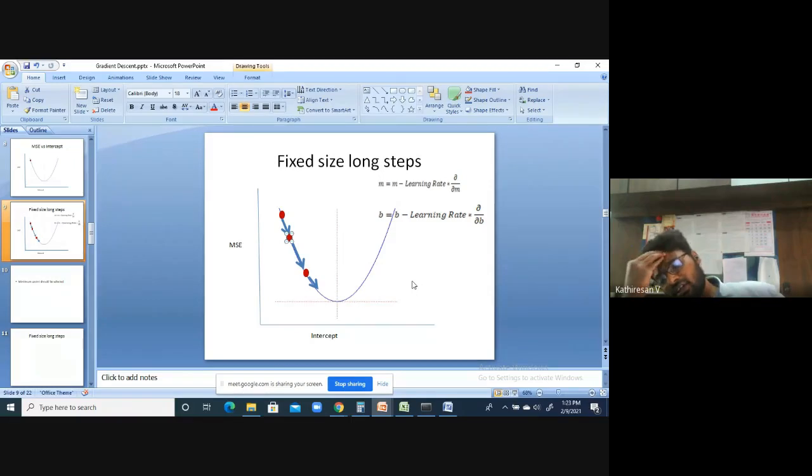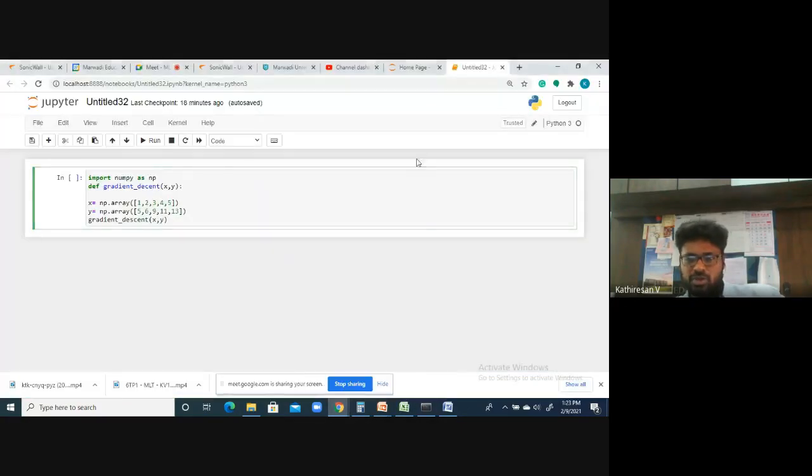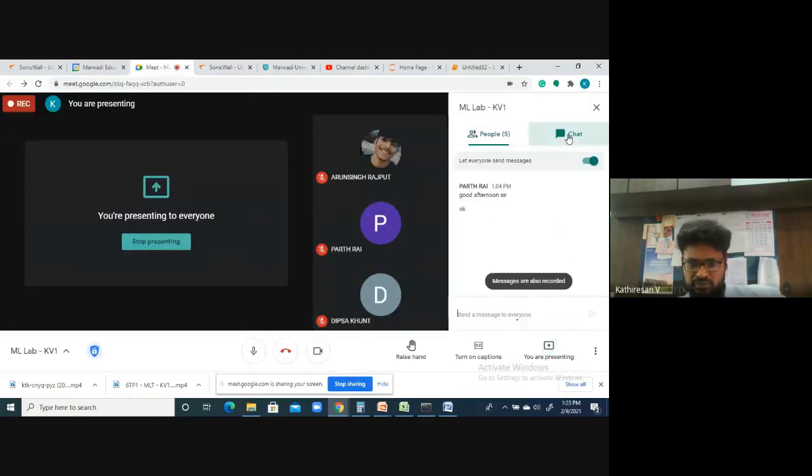Here, what significant impact the learning rate has, how the learning rate influences the curve, and how it influences finding the global minima, everything we will discuss during implementation. Now straight away we'll get into the implementation. I hope you don't have any doubt in this theoretical explanation, right? Yes, students, any doubt? No, sir. Okay, good.